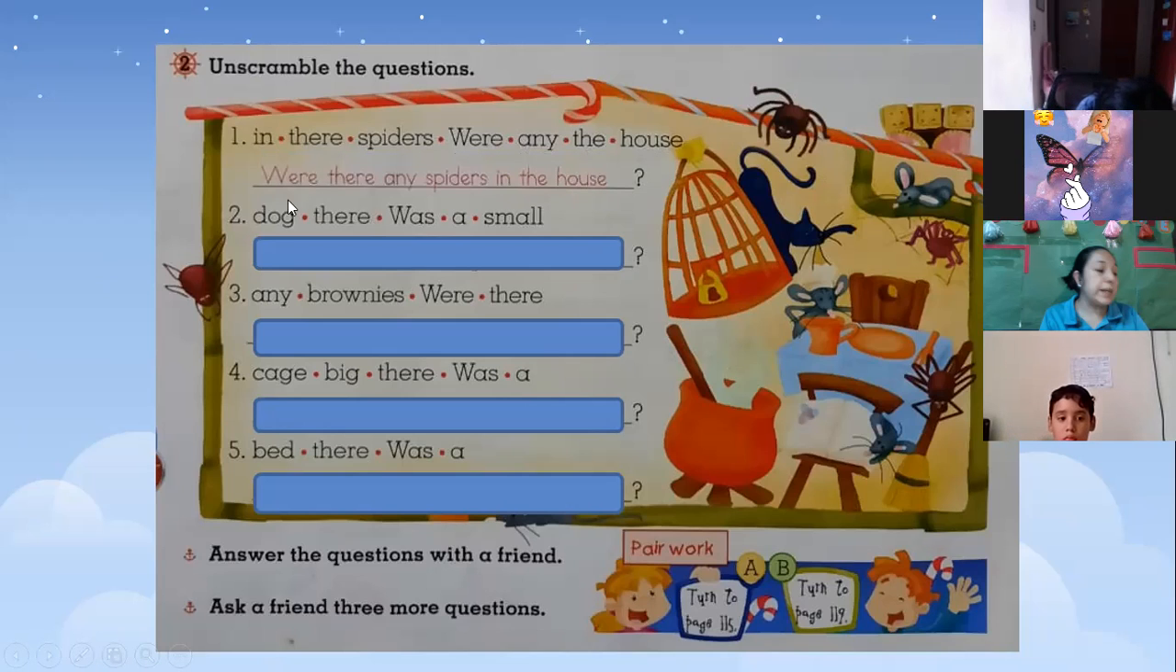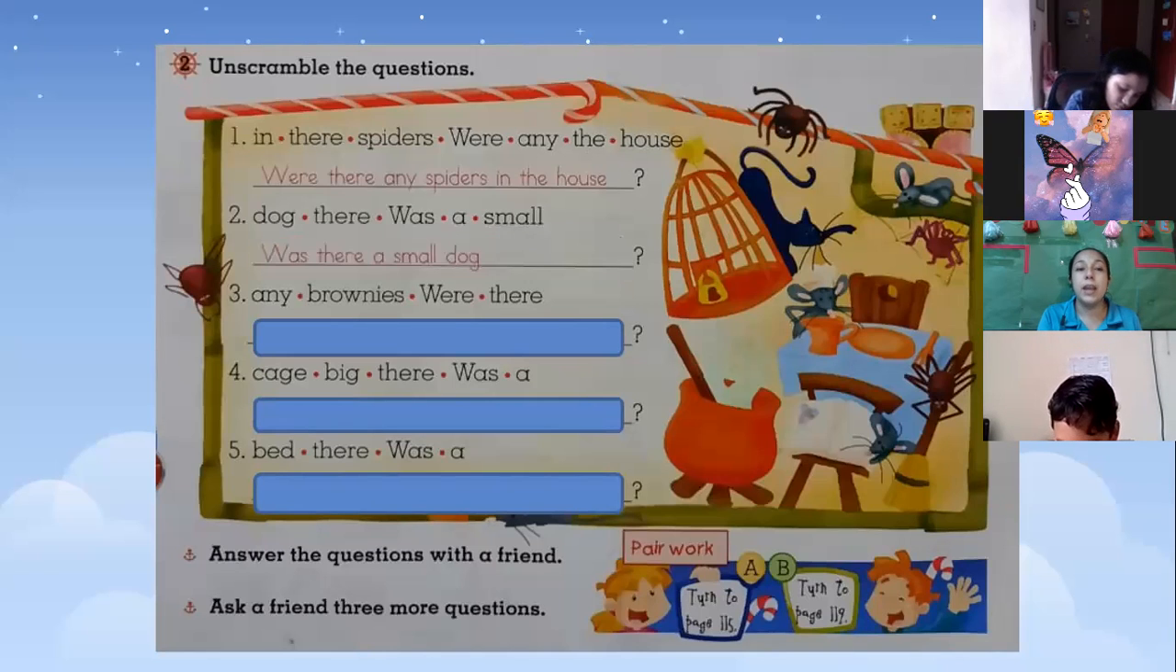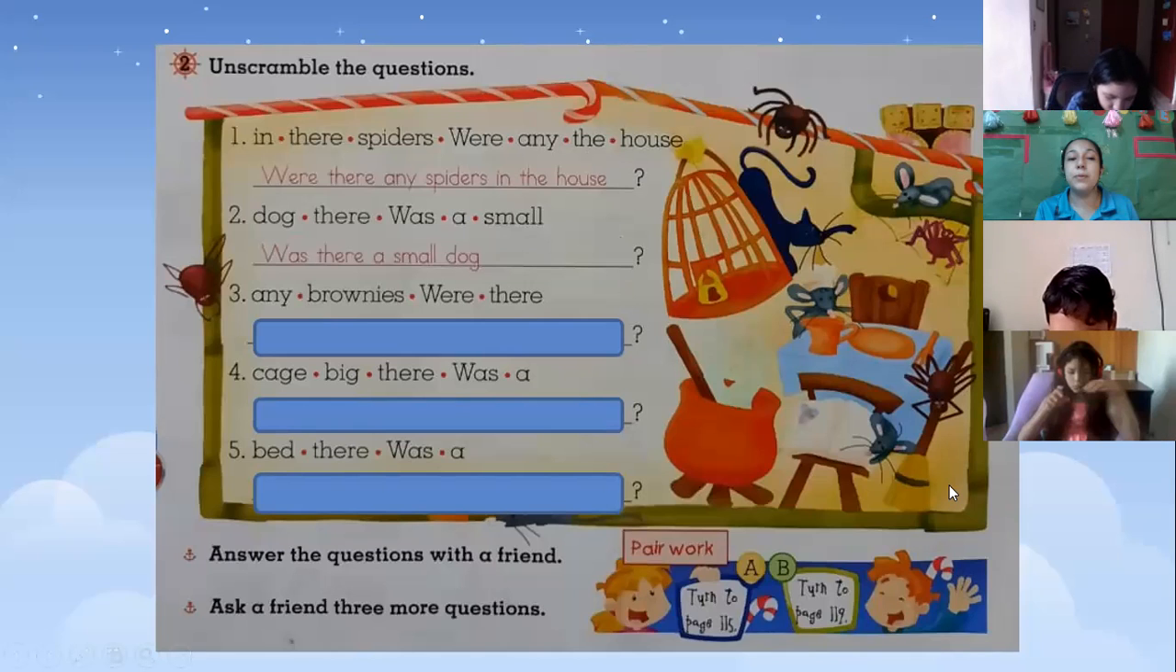¿Habían arañas en la casa? Okay, so we invert. Lo ponemos al revés, por así decirlo. Were there any spiders in the house? Okay, what about number 2? Dog, there was a small. What is the order of this question? Okay, Ariana. Was there a small dog? Exactly, okay. ¿Había un pequeño perro? Was there a small dog?